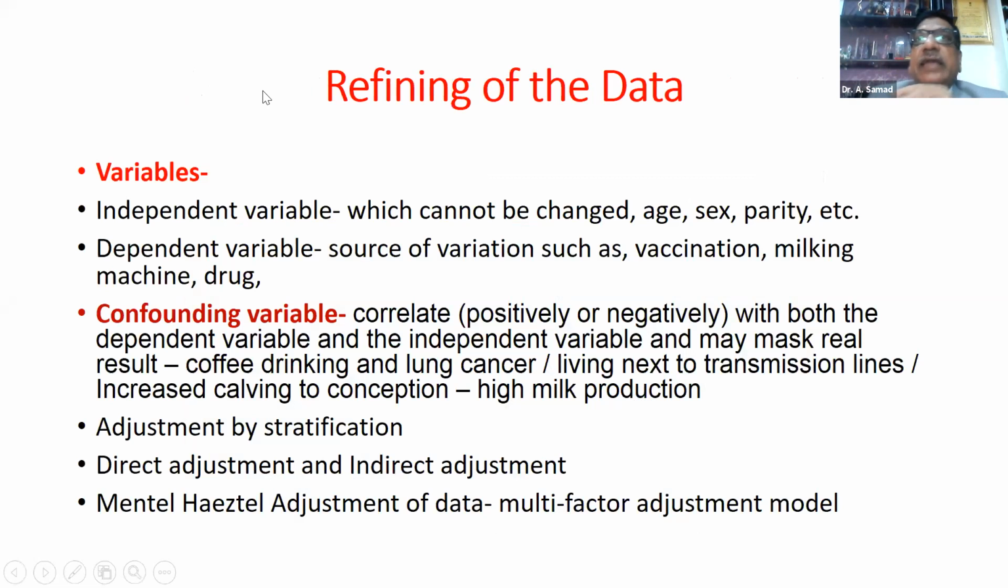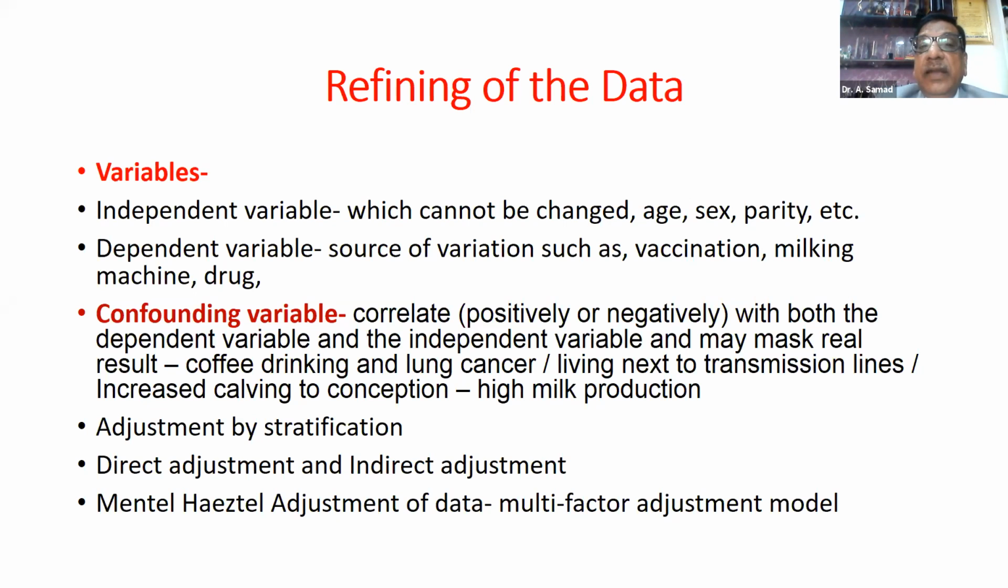Now, how to refine data? There are variables called independent variables and dependent variables. Before the start of the experiment, when you decide what kind of data you are going to collect, you will also have to assign what is going to be a dependent variable and what an independent variable. An independent variable, as the name indicates, cannot be changed, such as age, sex, parity, etc. You cannot manipulate it, so it becomes an independent variable.